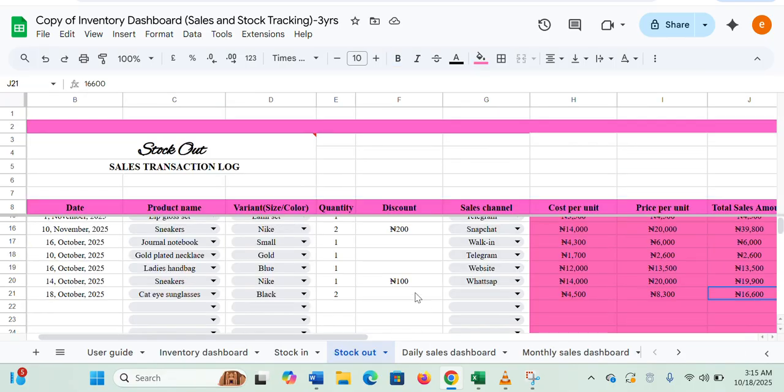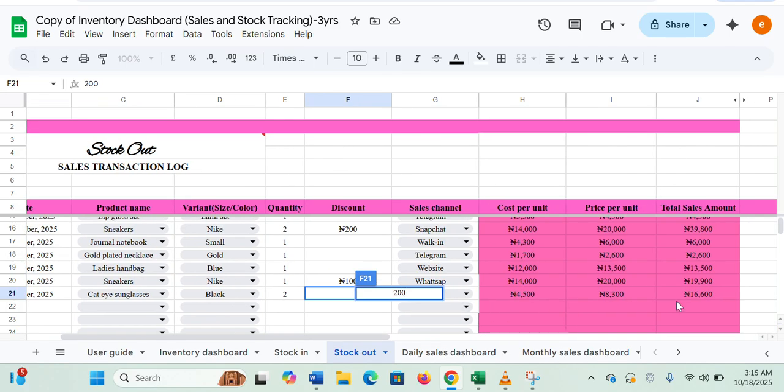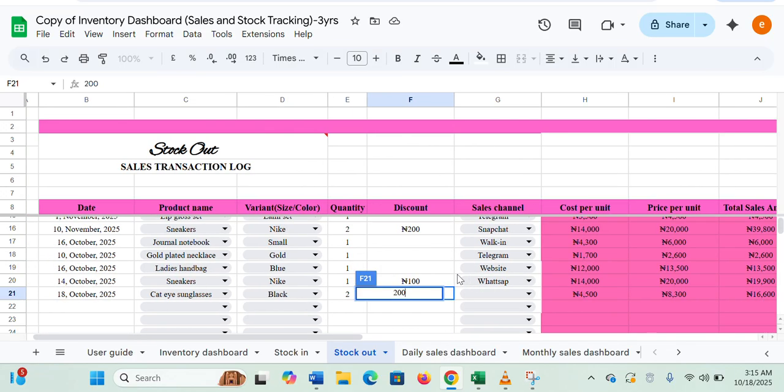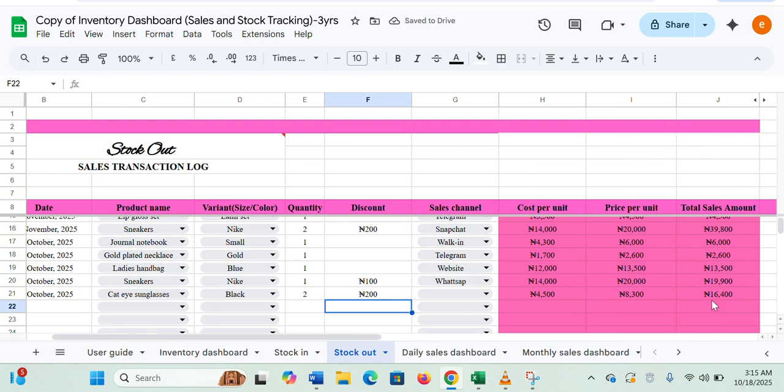That being said, let's say, as a business owner, sometimes you probably have regular customers or people that ask you to give discounts. If you give a discount of 200, please let's take note. Before, the total sales amount was 16,600. But when I give a discount of 200 naira, let me enter it. It is going to deduct: 16,600 was what you had before, minus 200. That is 16,400 that you can see here.